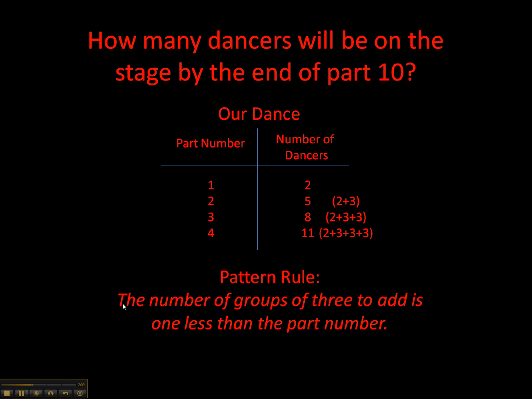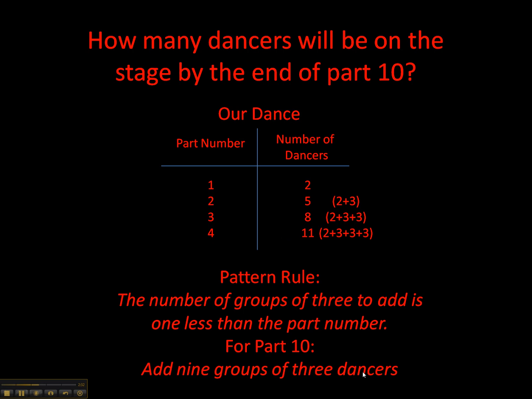The number of groups of 3 to add is 1 less than the part number. In other words, the number of groups that you add is 1 less than the part number that you're looking at. So for instance, if it's part number 4, that means you're going to add 3 groups of 3. And so for part 10, he predicts that you will add 9 groups of 3 dancers.